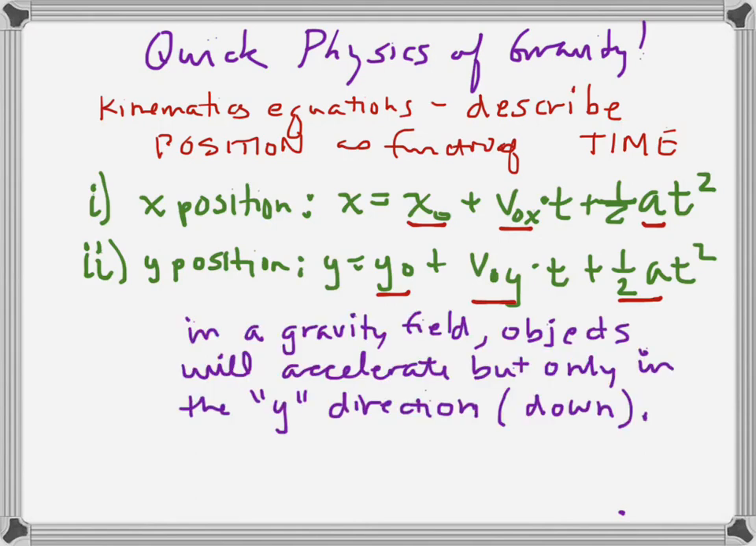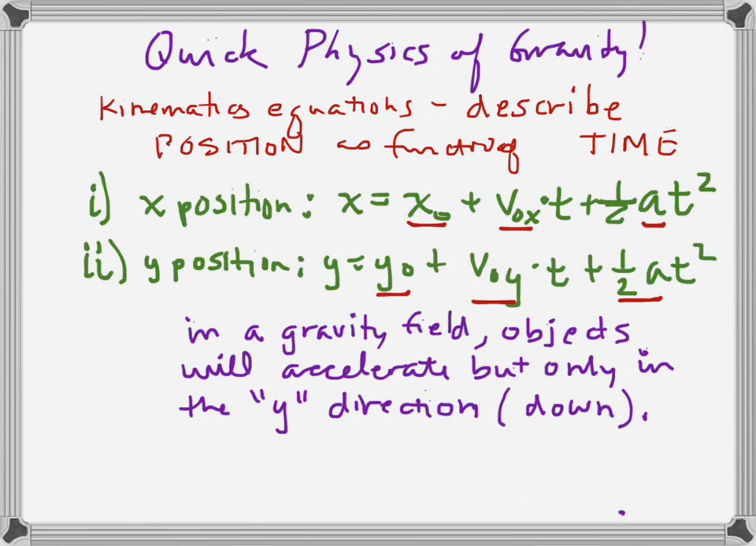Now, in a gravity field, objects are going to accelerate, but they're only going to accelerate in the y direction, in other words, vertically. So you don't go flying into the wall in front of you. There's no acceleration that's pulling you there, but gravity is pulling things down. So if you drop a ball, it's going to quickly fall at a faster rate until it hits the ground. So we only have to worry about gravity in the y direction, but we do have to worry about motion in the x direction as well.